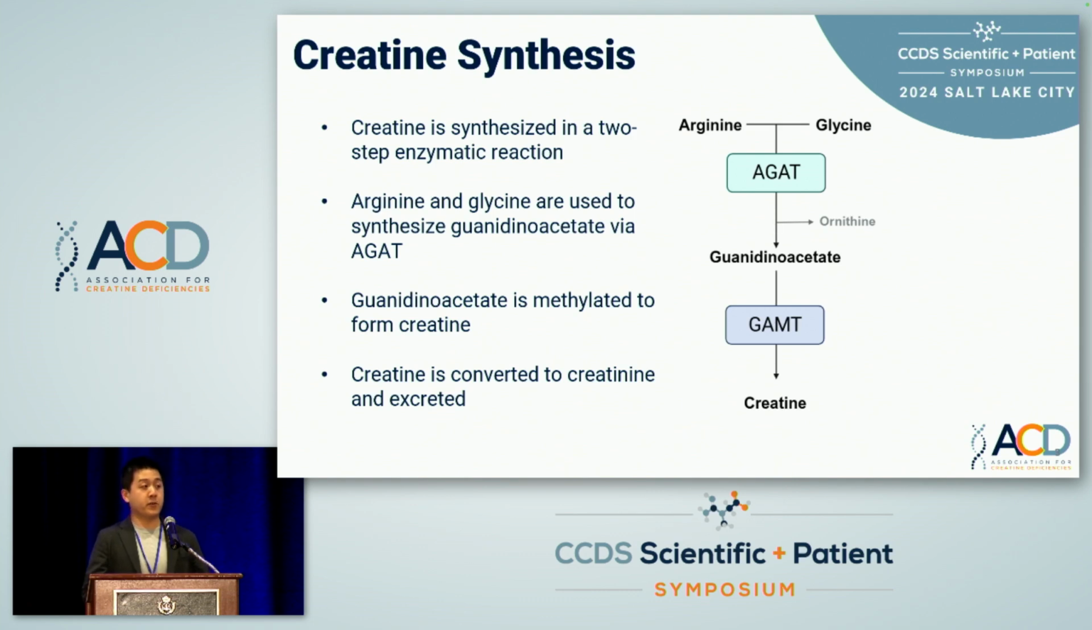Now, in addition to obtaining creatine through supplements or through dietary means, creatine is also produced within the body in a two-step enzymatic reaction. In the first step, arginine and glycine are converted into guanidinoacetate and ornithine through the activity of an enzyme called arginine-glycine aminotransferase, or AGAT. Guanidinoacetate, in turn, is then converted into creatine through the activity of a second enzyme, guanidinoacetate methyltransferase, or GAMT. Creatine itself is then non-enzymatically converted into creatinine, where it can then be excreted as a waste product.